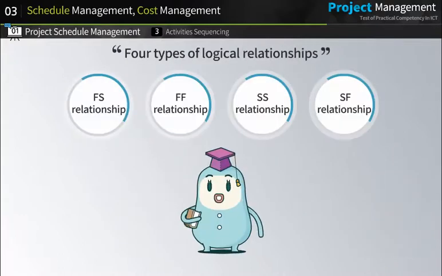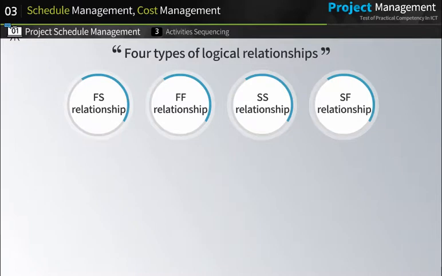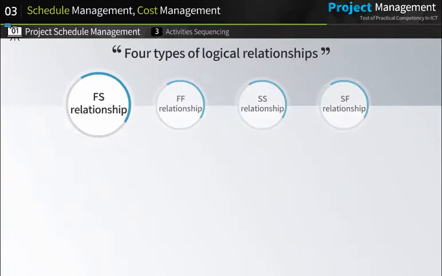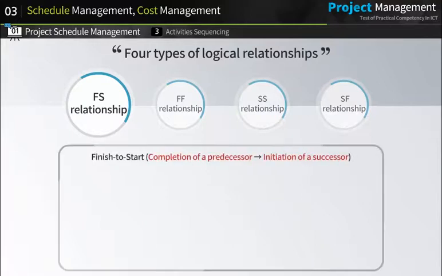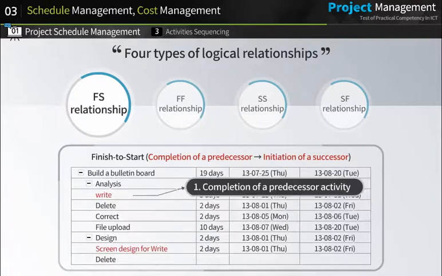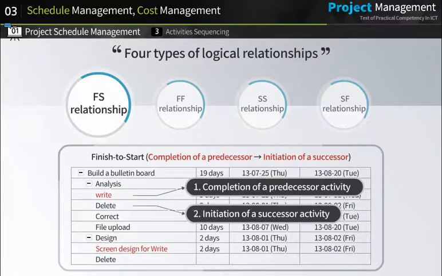There are 4 types of dependencies that describe the logical relationships between activities: FS, FF, SS, and SF. The FS relationship is the most widely used one among the 4 types. It refers to finish to start, which means that the completion of a predecessor activity leads to the initiation of a successor activity. For example, the completion of the writing phase is followed by the initiation of the deletion phase.